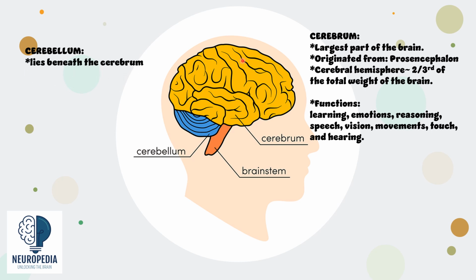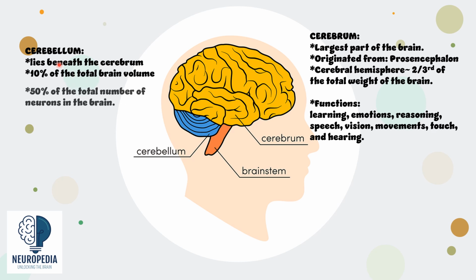Let's come to the second constituent of the brain, that is the cerebellum. It is the structure of the brain that lies beneath the cerebrum and accounts for approximately 10% of the total brain volume, but it has 50% of the total number of neurons in the brain. The most important purpose of the cerebellum is maintaining balance and posture.